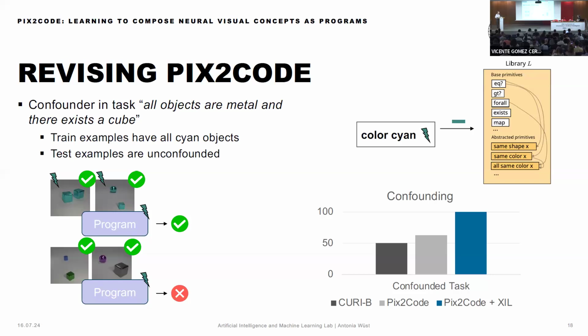In the case when not every positive example has the color cyan, then it wouldn't focus on that, because right now every example needs to be classified correctly by the program. So it would ignore that confounder.